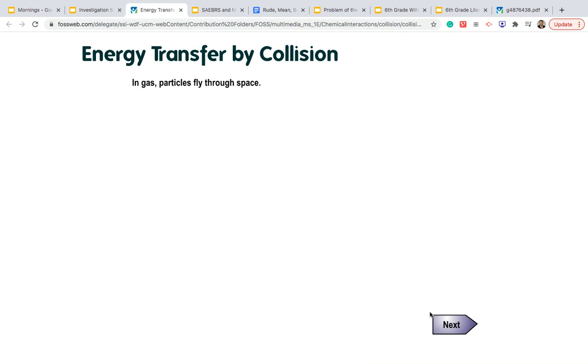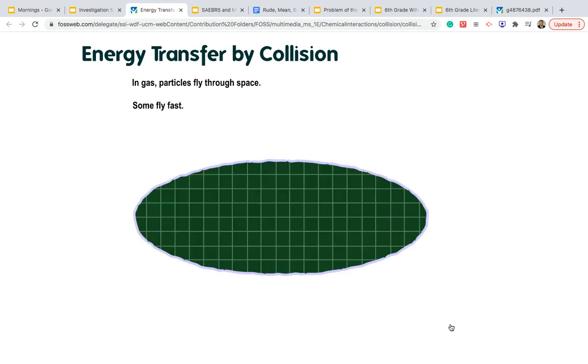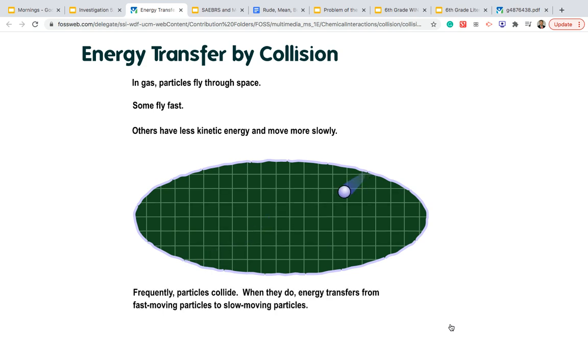And we have a good animation that shows particle collision. In gas, particles fly through the space. Some fly fast, and others have less kinetic energy and move more slowly. Frequently, particles collide, and when they do, they transfer energy from a fast-moving particle to the slow-moving particle. So it always goes from fast to slow, just like energy always transfers from high kinetic energy to low kinetic energy.